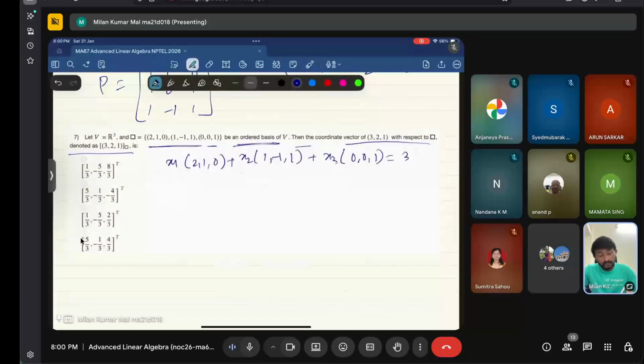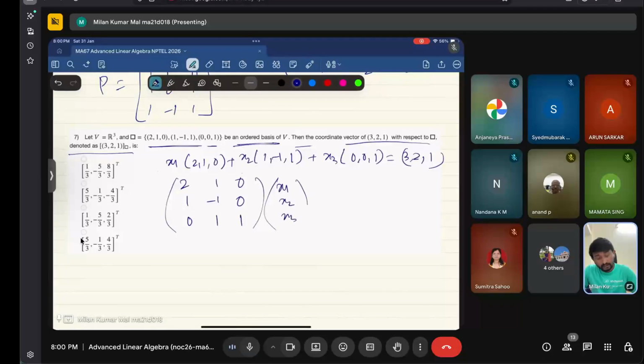So that means the first equation is 2x1 + x2 equals 3. The second equation is x1 minus x2 is equal to 2, plus x3... and the third equation is 0, 1, 1. This is the matrix. Let me check: the matrix times (x1, x2, x3) equals (3, 2, 1). This is what we have to get, right? Like first column, second column, third column. Yeah, this is correct.